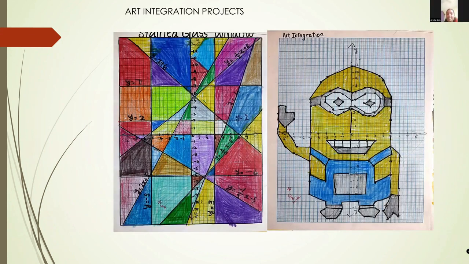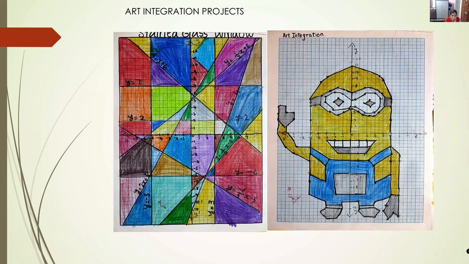First project here is the stained glass window. So we are teaching linear equations, right? Ask the students to take a graph. In the graph, they can take many lines, right? They have to draw the lines by plotting the points. Wherever they get the combined figure, they can fill in different colors, and we can beautifully bring in the stained glass window activity. Children will enjoy this activity.